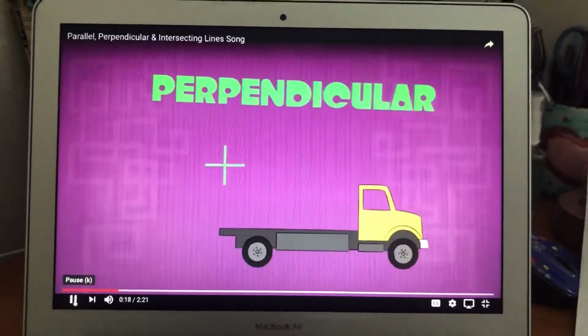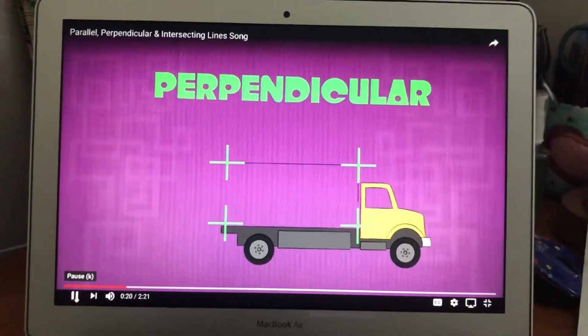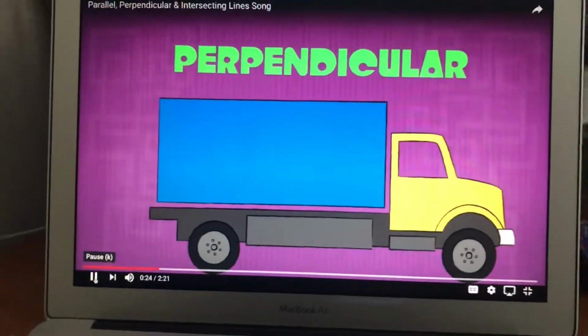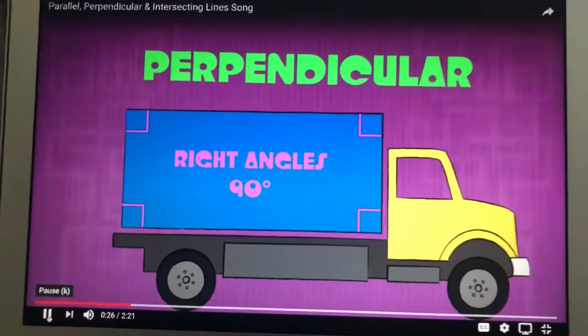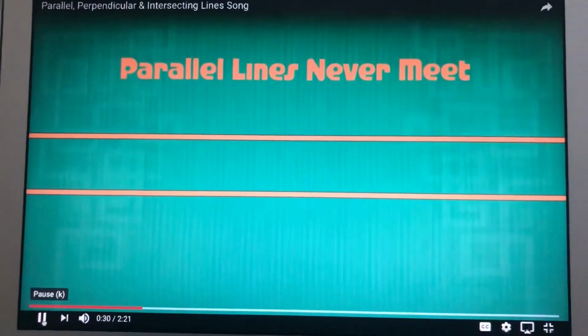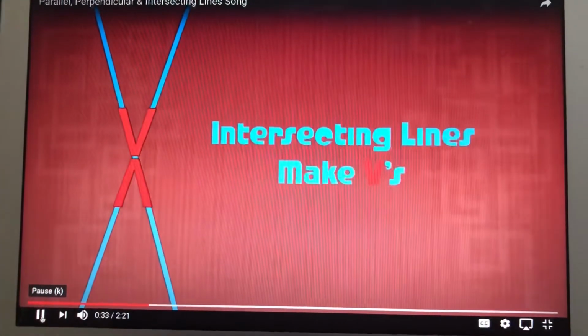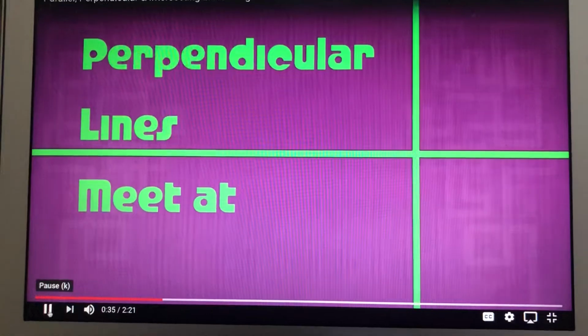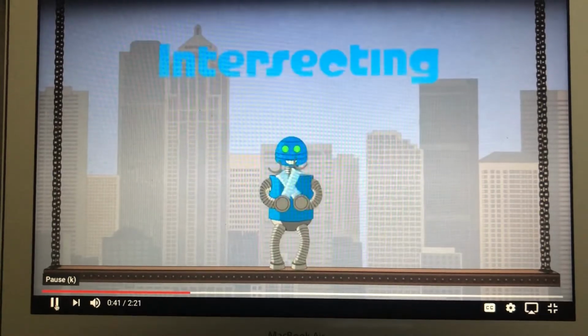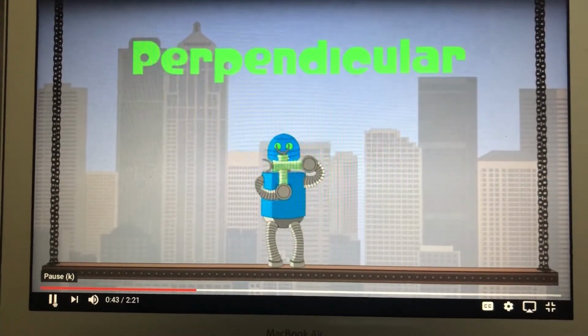Find lines that are perpendicular on the rectangle's perimeter. Or let's break it down even simpler. They make right angles in particular. Parallel lines never meet. Intersecting lines make these. Perpendicular lines meet at 90 degrees. Put your hands in the air with me. Parallel, intersecting, perpendicular, they're rectangular.